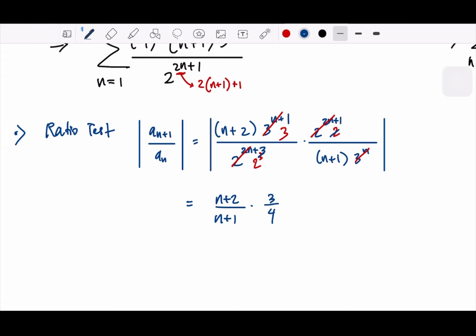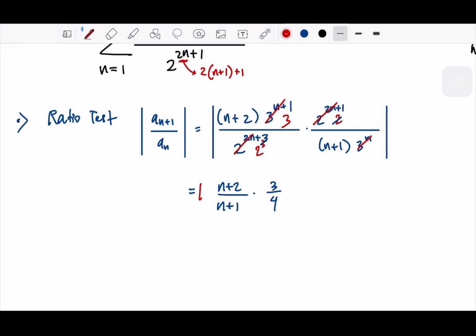Okay, now we get this result and take the limit as n approaching infinity, and we know that this will result in, this is cancelled both, right, for the limit, so this will be equal to 3 over 4. So 3 over 4 is less than 1, right?